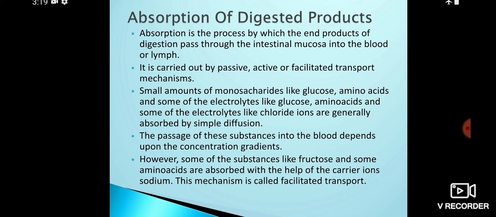So the end products formed after the digestion are sent to the intestinal mucosa. From the intestinal mucosa means they are sent to the villi. From that villi they enter inside the blood or the lymph. So this is the meaning of absorption, or this is how the food formed inside the ileum and the jejunum is absorbed.